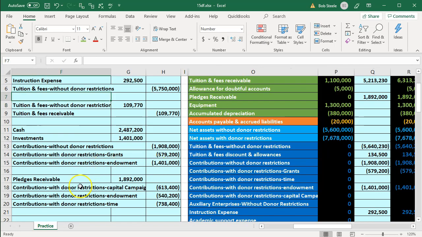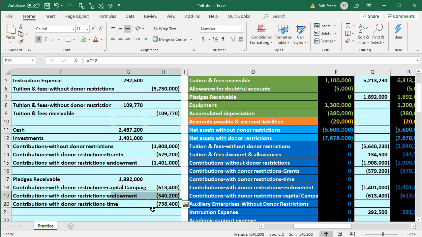And then we're going to go to the contributions with donor restrictions with the capital campaign. So we have contributions with donor restrictions, and we have the capital campaign. That's going to be down here. We are in cell Q19. So within Q19, I'm going to say equals. Pull over that 613,400. There we have that up in the credit direction as revenue accounts should go.